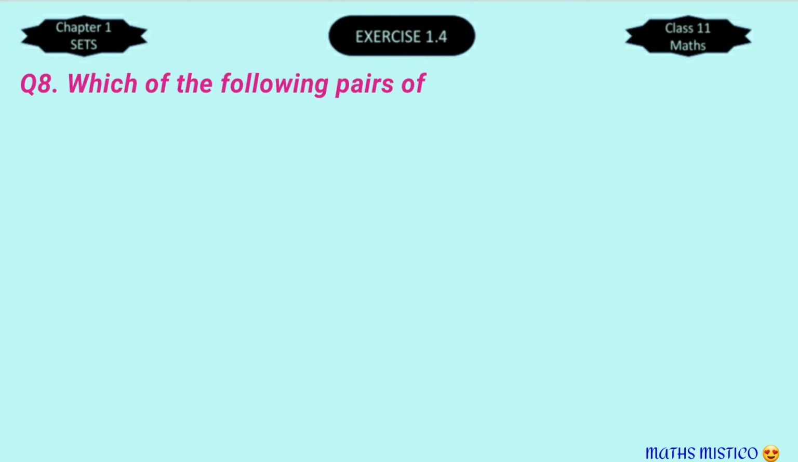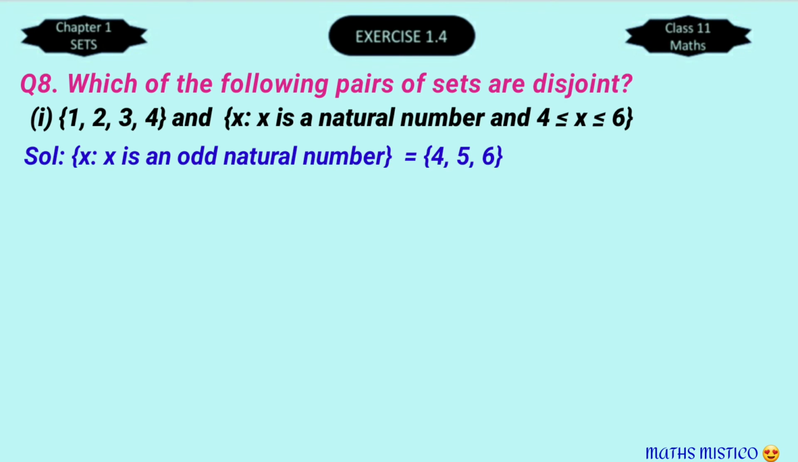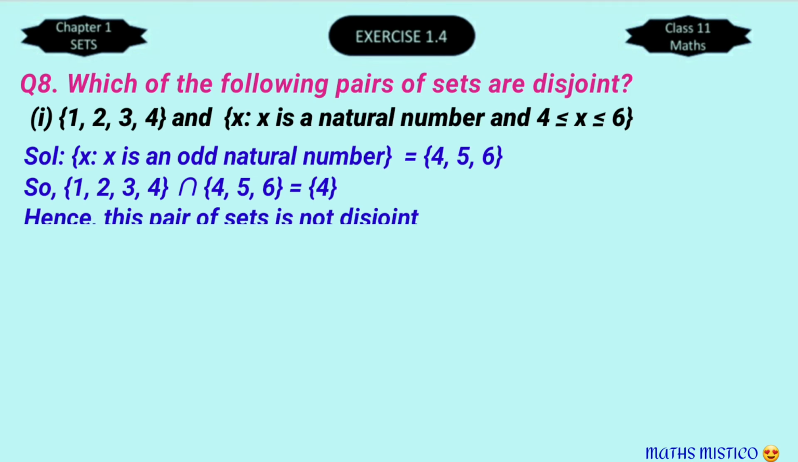In question 8, we have to find out whether these sets are disjoint or not. It means whether they have a common element or not. So let's convert the various set builder forms into roster forms. So the intersection of these two sets contains an element 4. Hence this pair is not disjoint.